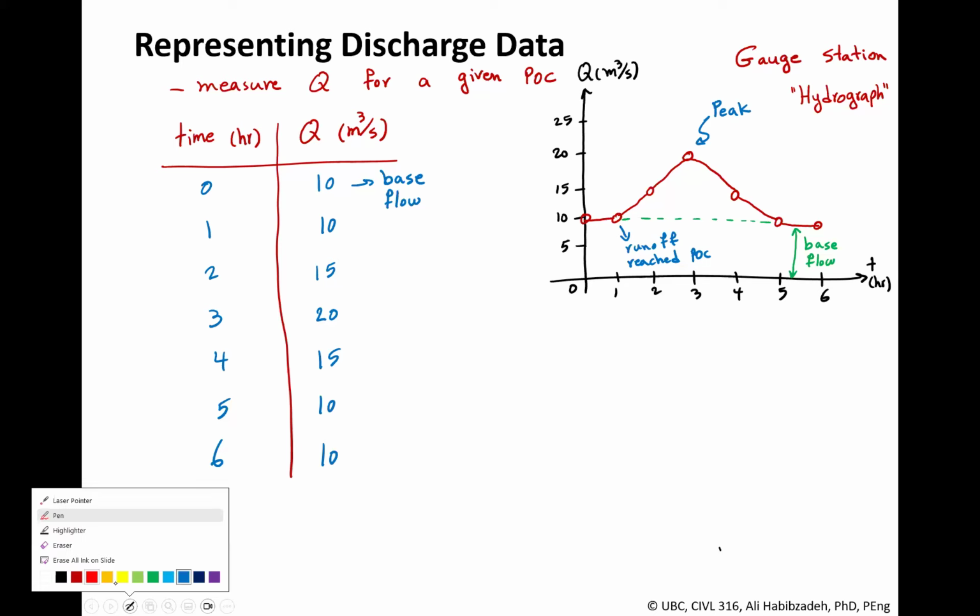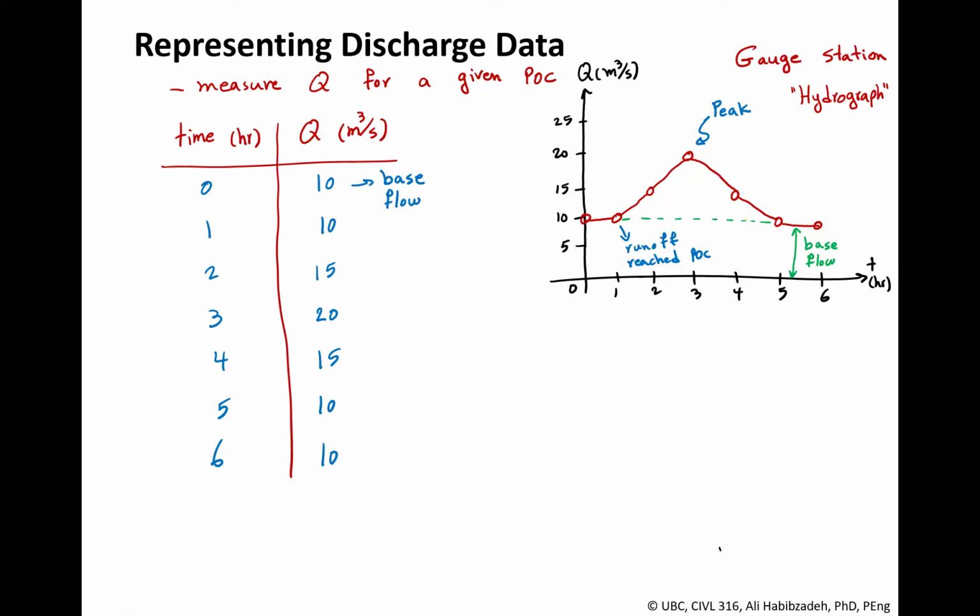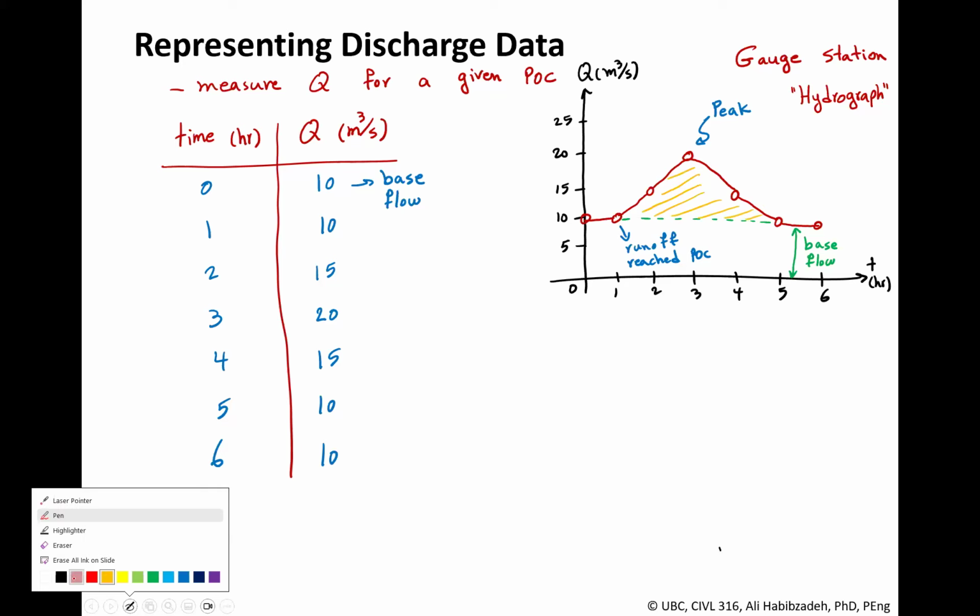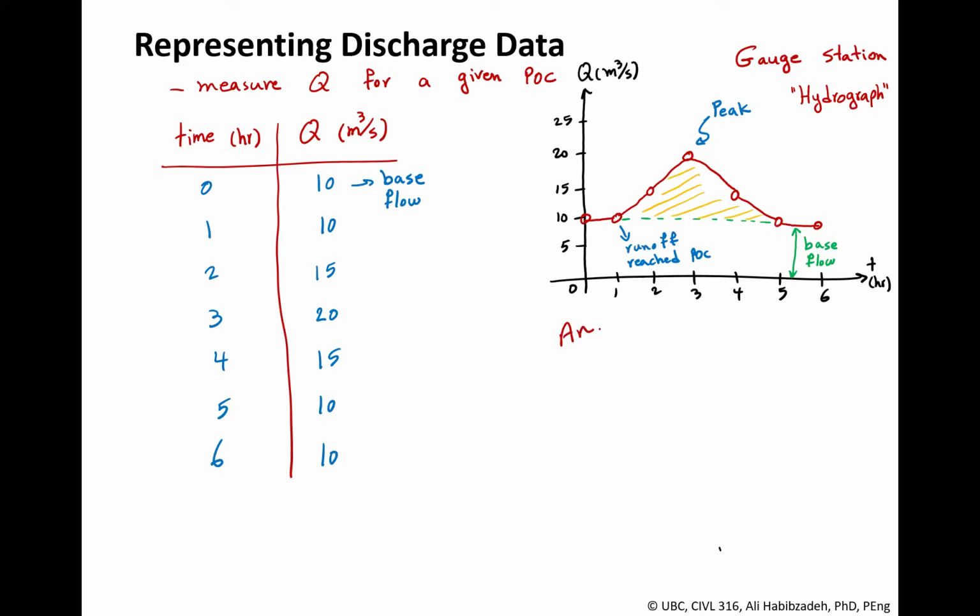Now, you will notice that there is a kind of a space here, the area under the graph. And this one will be, I'm going to write it down here, area under the hydrograph is equal to the runoff volume. So that's the volume of rainfall we got. So the bigger this area is, the bigger the volume of rainfall has been.